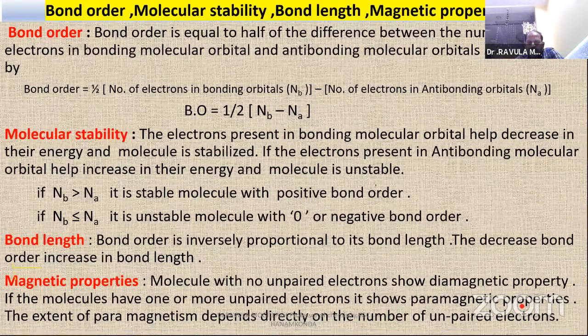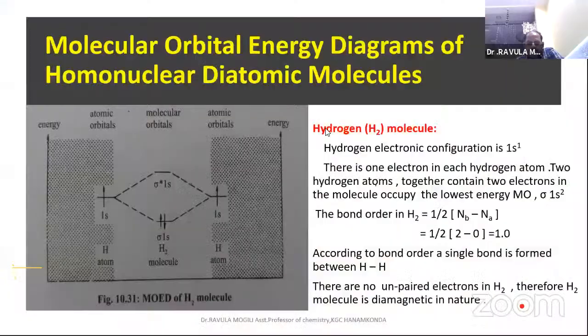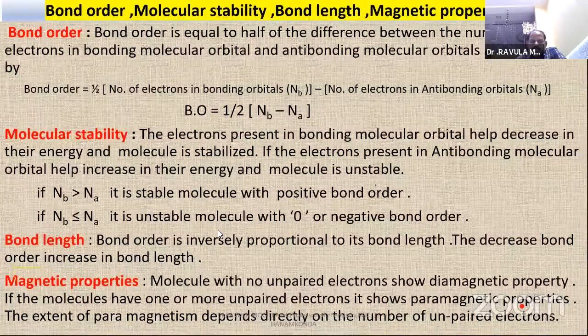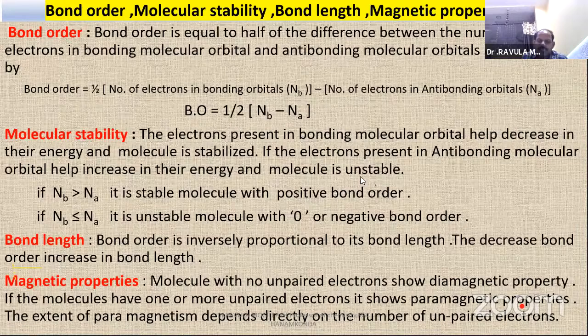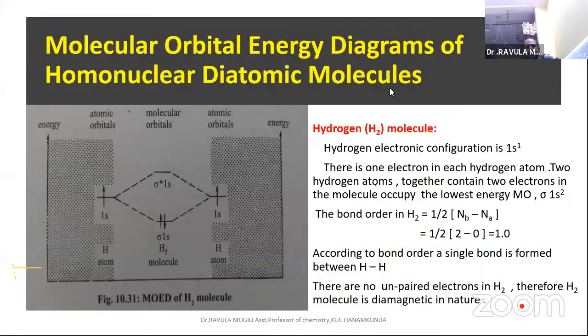Next, magnetic properties. A molecule with no unpaired electrons shows diamagnetic property. If a molecule has any unpaired electrons, it acts as paramagnetic in nature. The extent of paramagnetic nature increases with an increasing number of unpaired electrons.